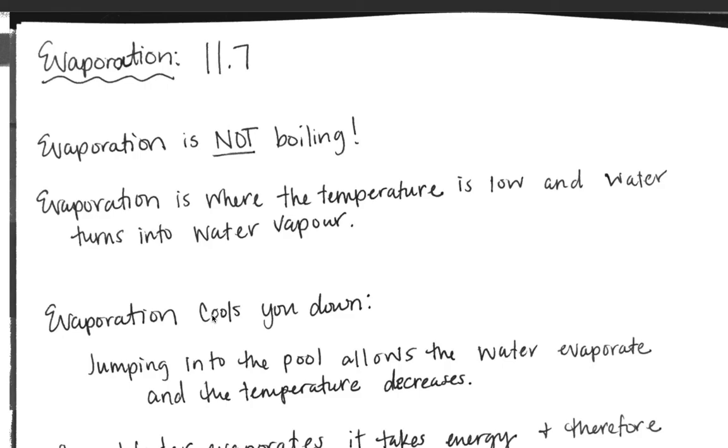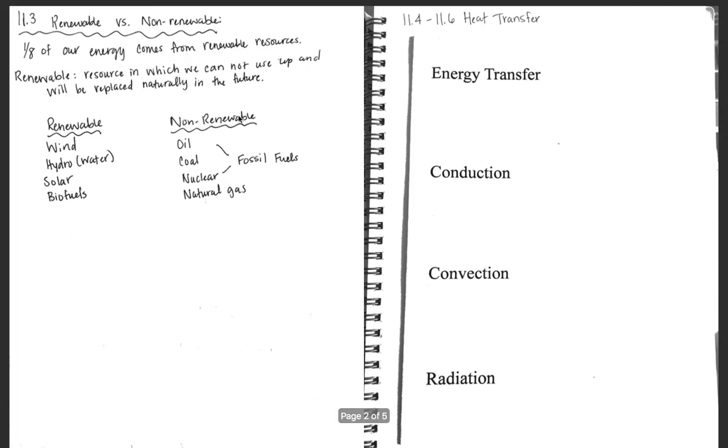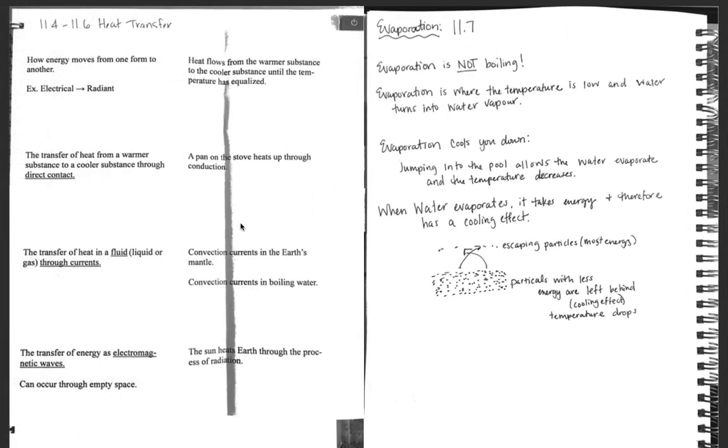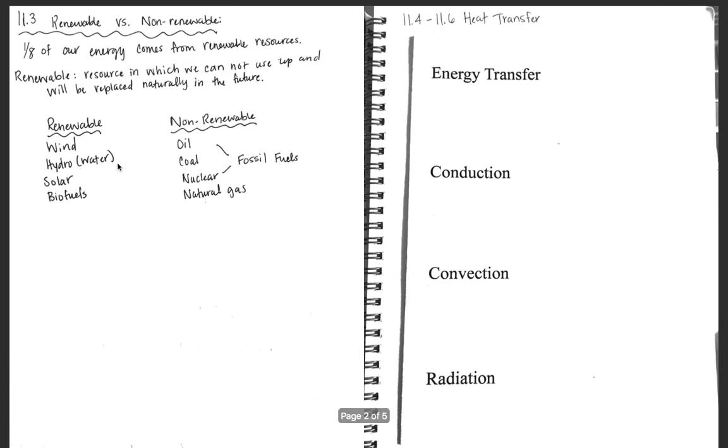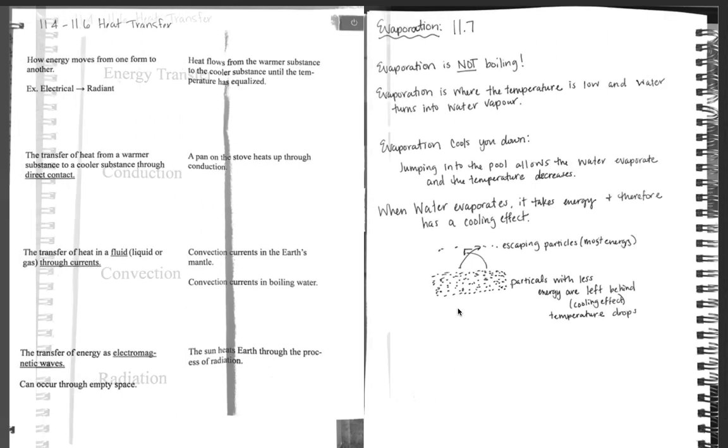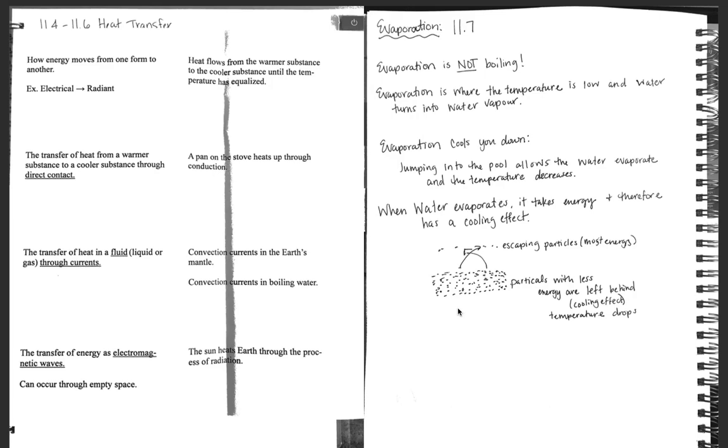So let's do a little quick review one more time. We have our resources. We have renewable, which the earth replenishes. We have non-renewable that we are using up too fast, and they're normally found underground, and they're called fossil fuels. We have our four types of energy transfer: conduction, convection, radiation, and evaporation. And you do need to understand that conduction is direct contact, convection is through currents, radiation is through electromagnetic waves, and then evaporation is technically not boiling and it has a cooling effect. And it's where water turns into water vapor.